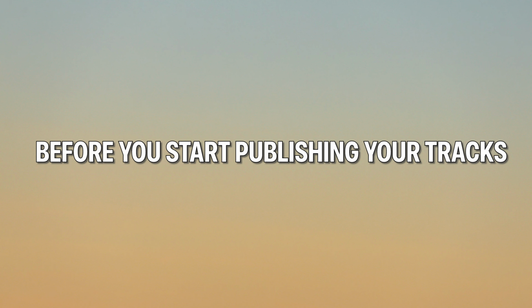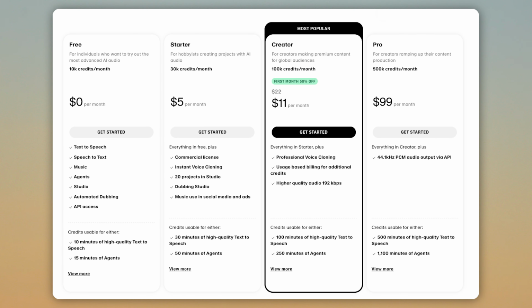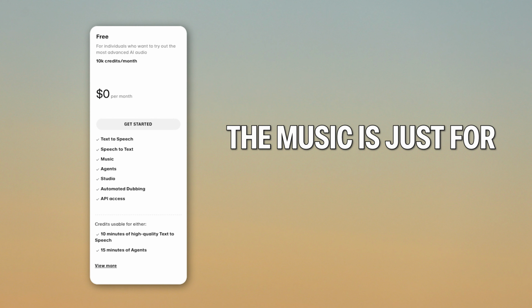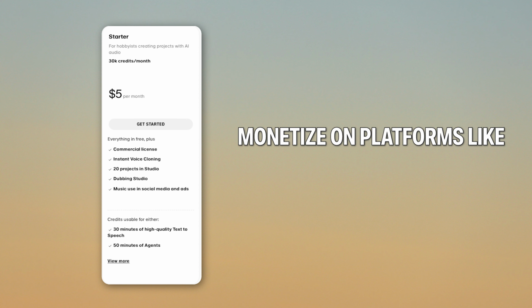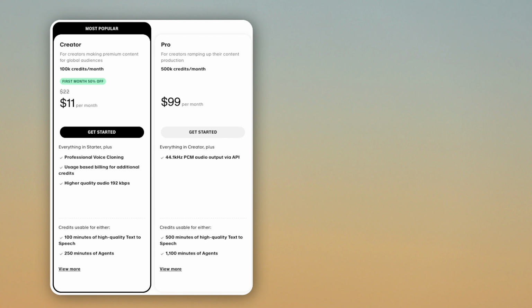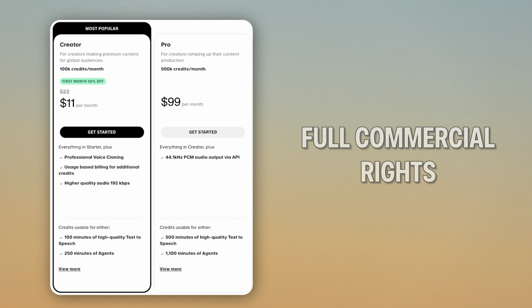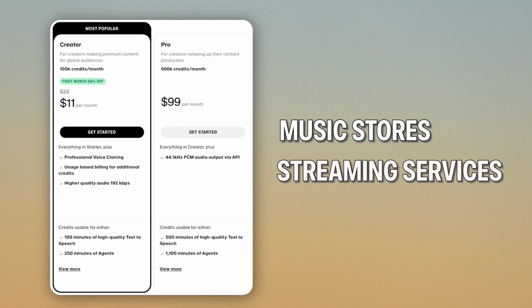Now, before you start publishing your tracks, let's quickly talk about licensing. On the free plan, the music is just for personal use. On the starter plan, you can monetize on platforms like YouTube or TikTok. Higher tiers unlock full commercial rights, meaning you can even distribute to music stores or streaming services.